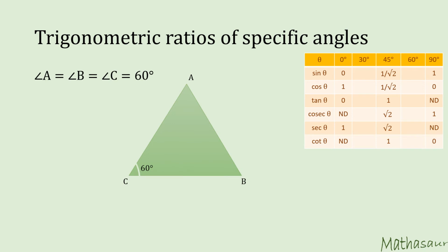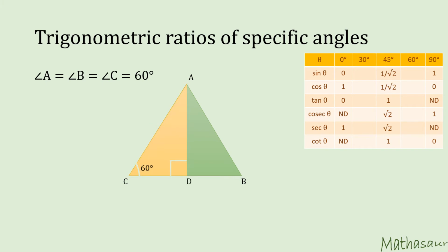Alright, now we are left with angles 30 degrees and 60 degrees. Now the easiest triangle with an angle of 60 degrees would be an equilateral triangle ABC, where AB equals BC equals CA. In other words, we could write angle A equals angle B equals angle C equal to 60 degrees. You can add up all the three angles and equate them to 180 degrees.